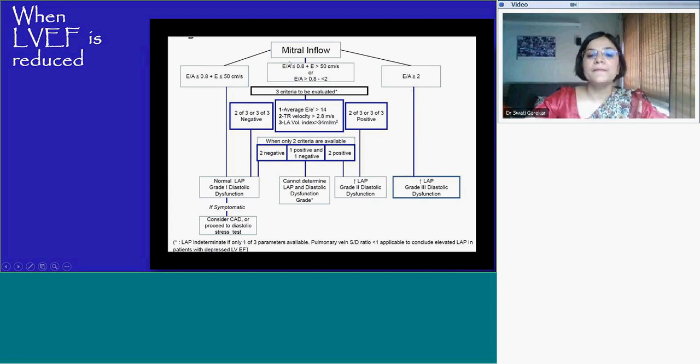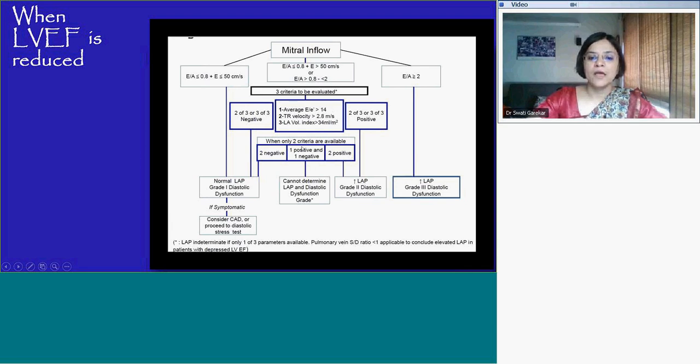At the other extreme, if E by A is less than or equal to 0.8, you have grade 1 diastolic dysfunction. If E by A is more than 0.8 but less than 2, then you have to look at other things, the same things we looked at when the EF was normal: E by E prime, the TR velocity, which is the PA pressure, and the volume index of the left atrium, 34 ml per meter square. If all three are abnormal, they have grade 2 diastolic dysfunction, with elevation of left atrial pressure.